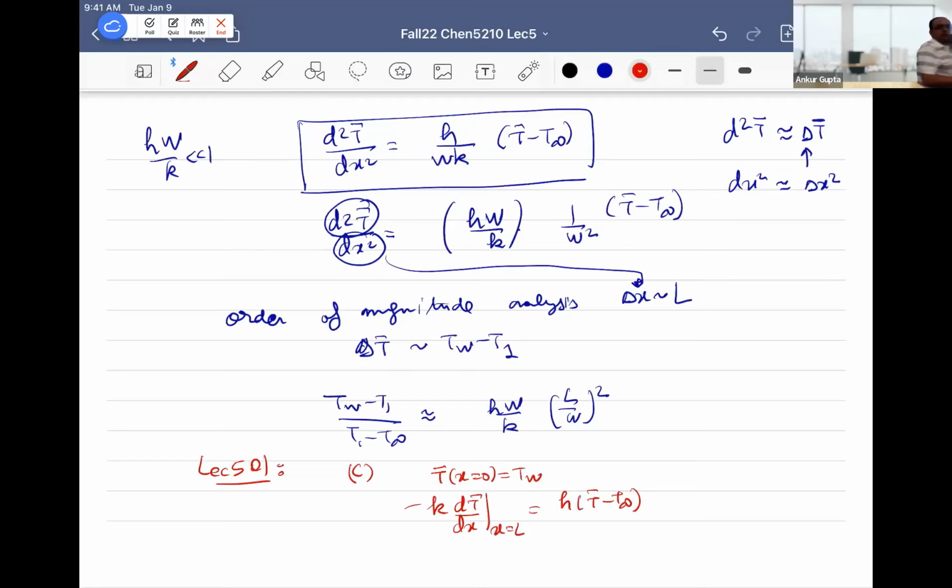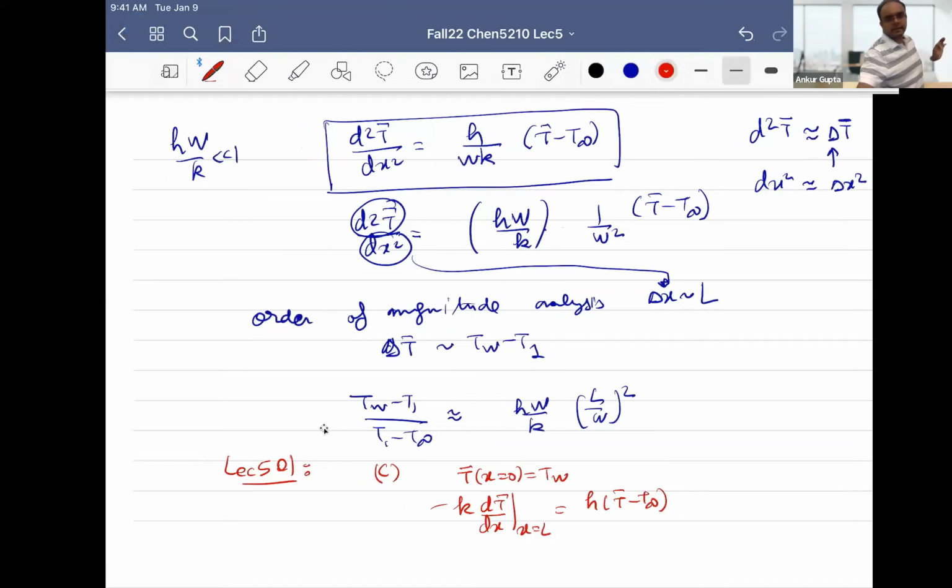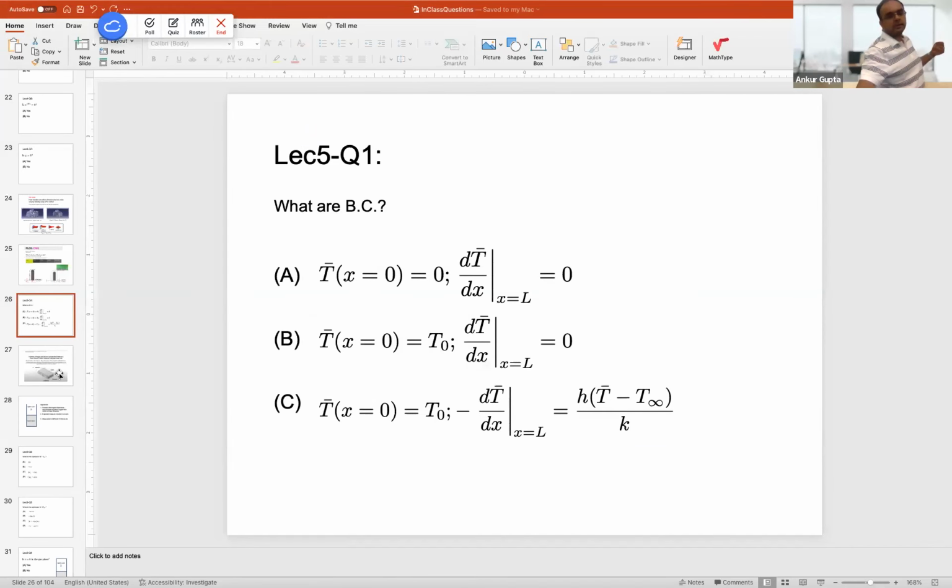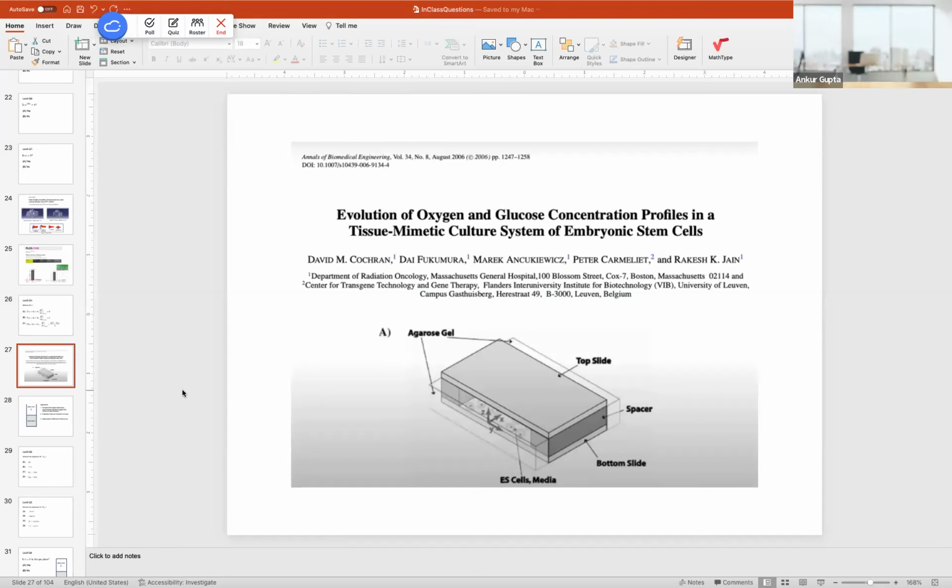Before I give a quick break, let me just emphasize that this looks like, okay, can I ever use this? It's actually a very highly cited paper. This is about the evolution of glucose profile in a system of stem cells. Some of you are interested in biological applications. This problem was solved exactly like this. This is a paper from 2006, and again, a very important paper, check it out.